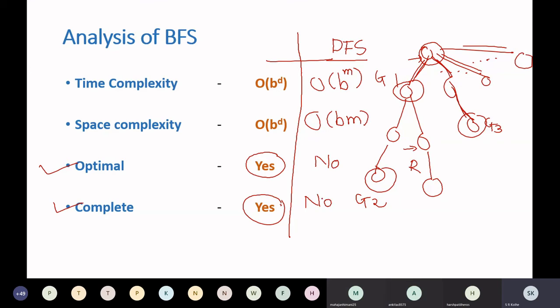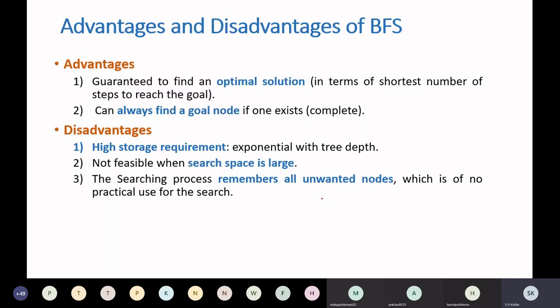So this is all about breadth first search. Now both algorithms have some advantages and disadvantages. So let us summarize the advantages and disadvantages of breadth first search. It gives you a guarantee that it will give you the optimal solution. That was not the case in depth first search. It gives you the least cost solution.